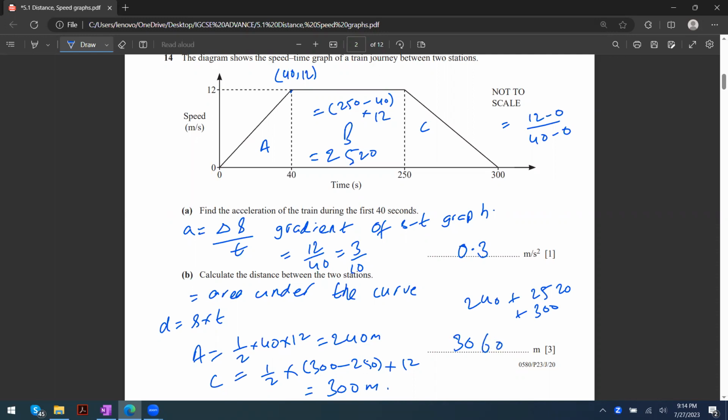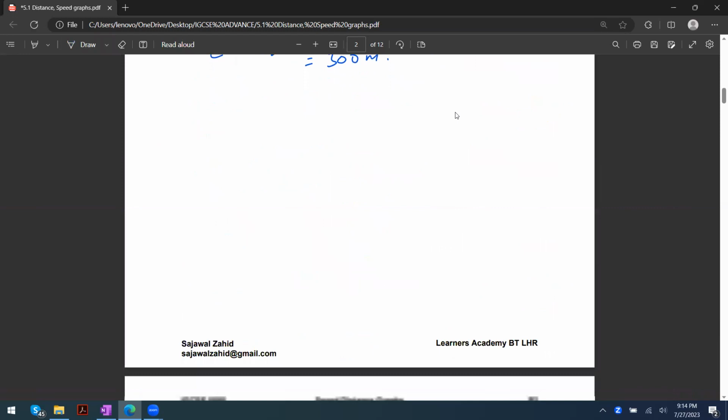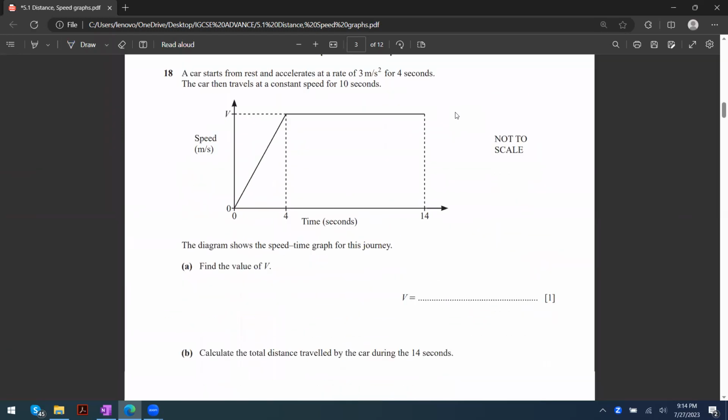3060 meter, okay? Any questions, any doubt, please tell me before we move on. No, sir. Okay. Let's move on. We have any other part? No, we don't. Okay, let's start.